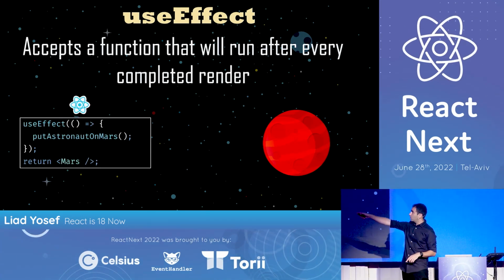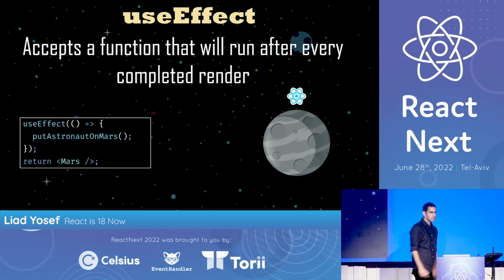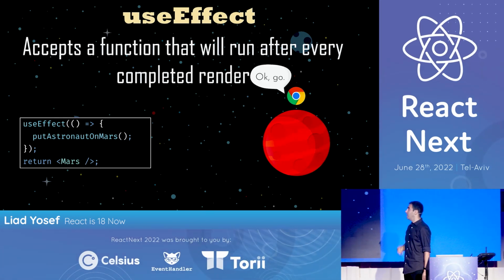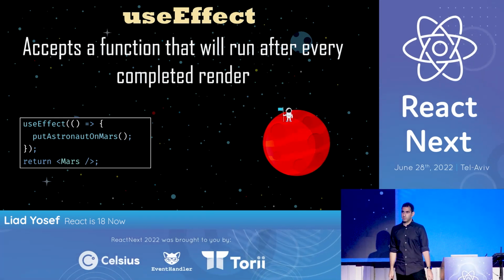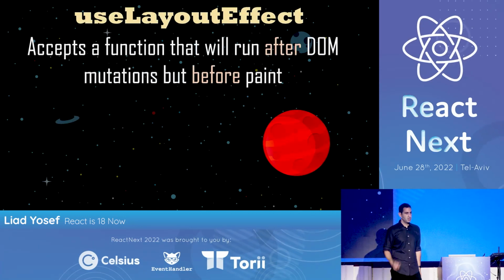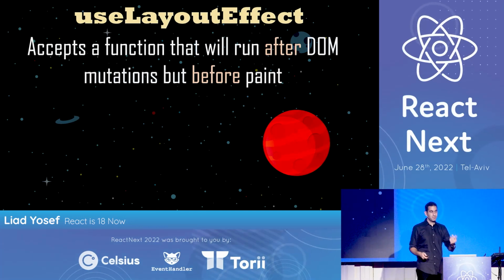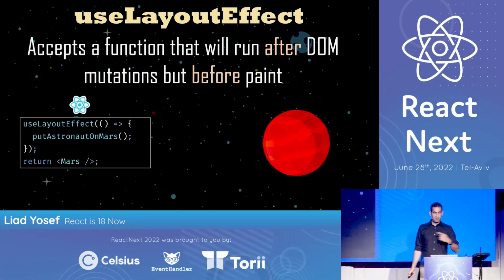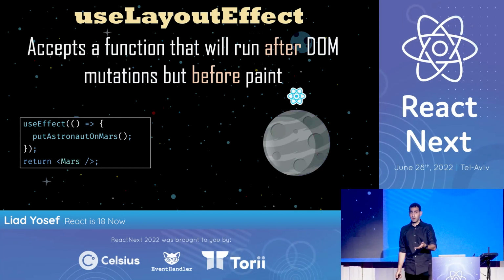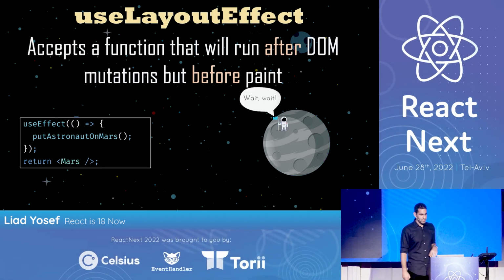So if we want to render Mars and then put an astronaut on it, and we use useEffect, React will render Mars, the browser will paint Mars, and only after that will it put the astronaut on it, which is nice. We got useLayoutEffect a few versions ago, which runs after the DOM mutation, but before paint, right? So if we put the astronaut in useLayoutEffect, then React will render Mars, but the browser won't paint it yet, and then we'll put the astronaut there.